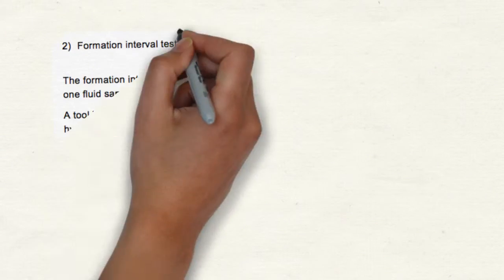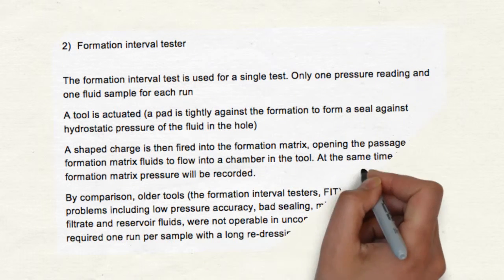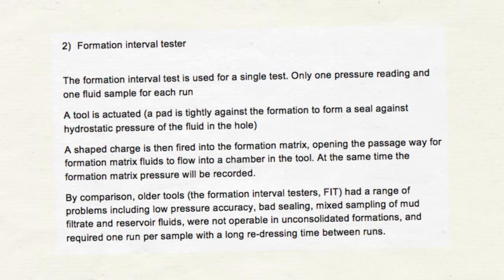Okay, moving on to the second one, which is the formation interval tester. The formation interval tester is used for a single test, only one pressure reading and one fluid sample for each run. A tool is actuated. A pad is pressed tightly against the formation to form a seal against the hydrostatic pressure of the fluid in the borehole. A shaped charge is then fired into the formation matrix, opening the passageway for the formation matrix fluids to flow into the chamber in the tool. At the same time, the formation matrix pressure will be recorded.